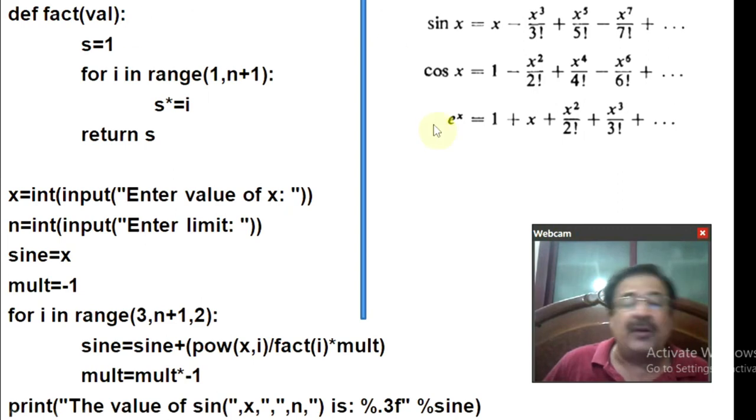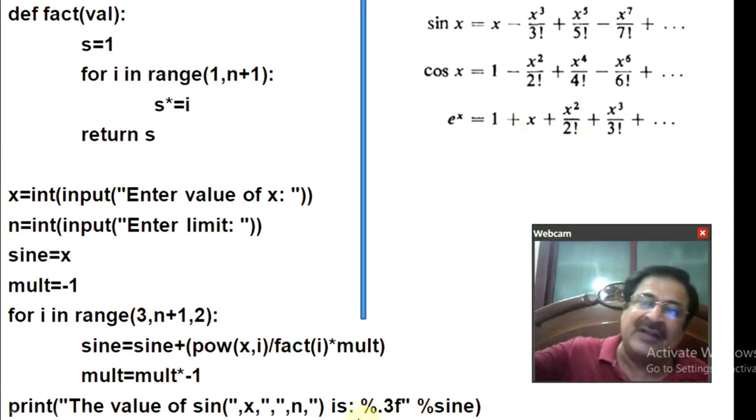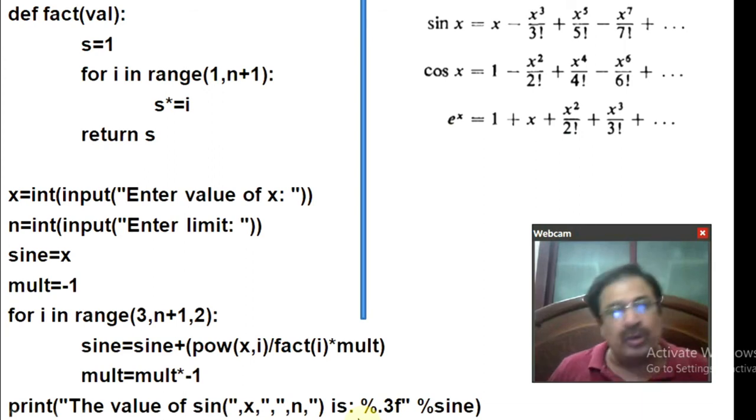If you follow this program very well, I want you to compute e to the power x using this Taylor series. This is the formula for that. What are the changes you have to do? Either you mention that in the comment box or you write a program and show me in the comment box, right?